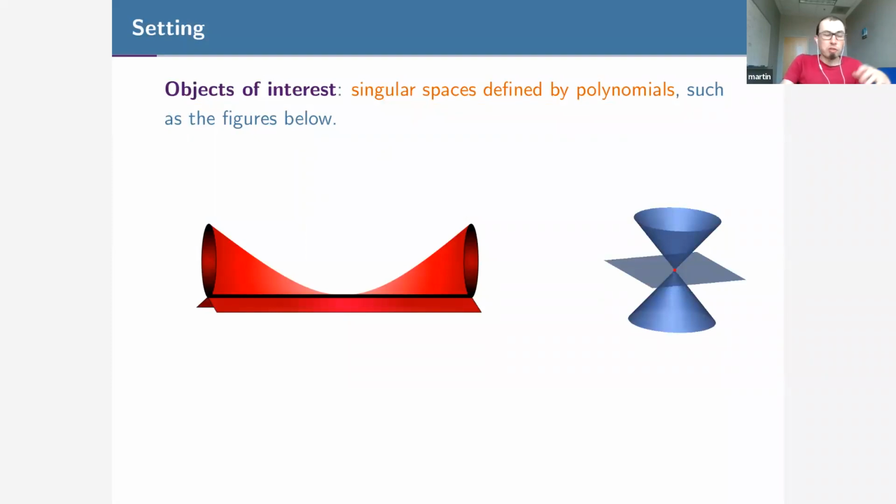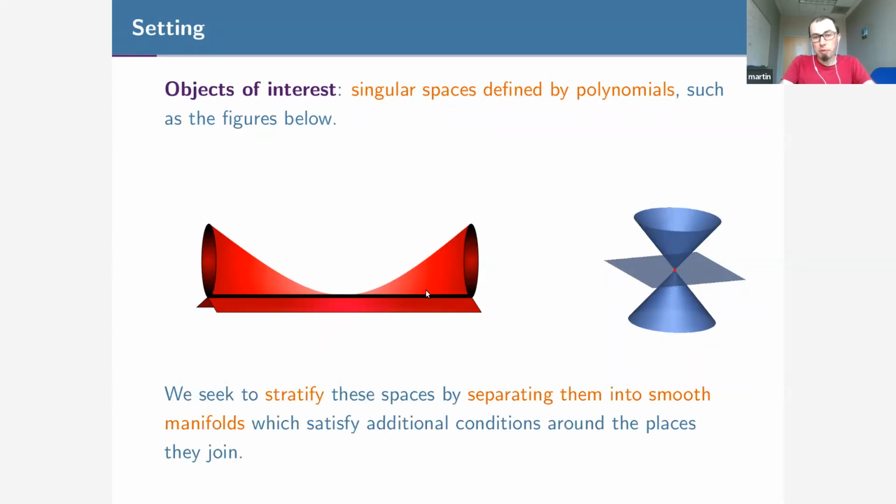So I'll just go very gently and won't assume a lot of background. We'll say our objects of interest in particular are going to be singular spaces defined by polynomials. For example, these pictures below are two examples of this. And what we're going to want to do is stratify these spaces. That means we want to separate them into smooth manifolds, which are going to join together in some sort of nice way, which we will make precise in a minute.